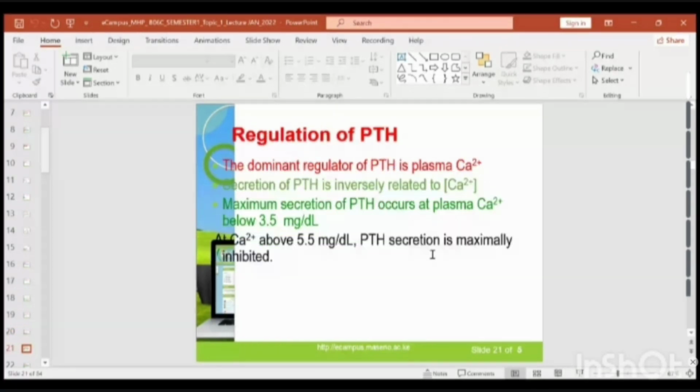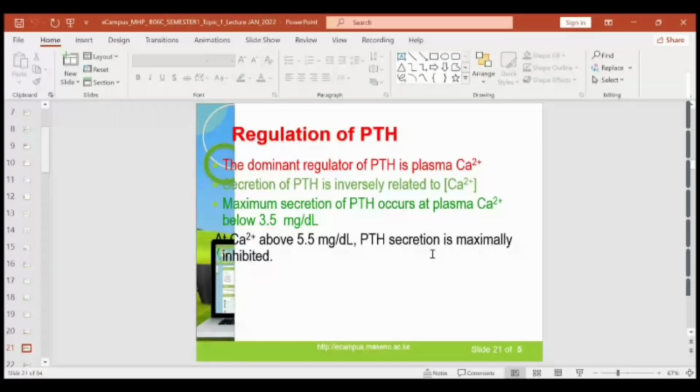In terms of the regulation of calcium, the dominant regulator is the PTH hormone, and the secretion is under a negative control system. You remember we talked about the two modalities of control of hormones, the positive and the negative control system. All hormones use the negative control system except oxytocin, as we said initially. So the secretion is inversely correlated with calcium level, meaning when the calcium level goes down, the secretion increases, and when the calcium level goes high, it switches off the production of the parathyroid hormone.